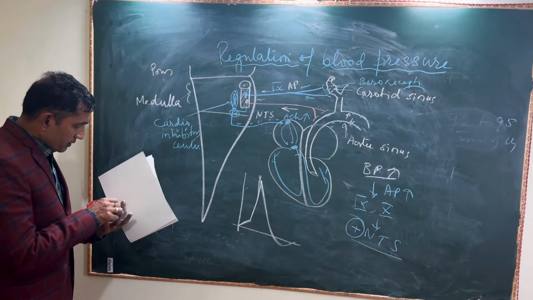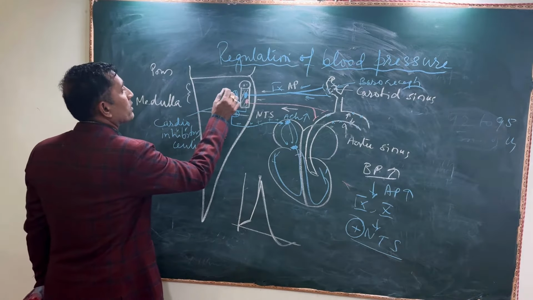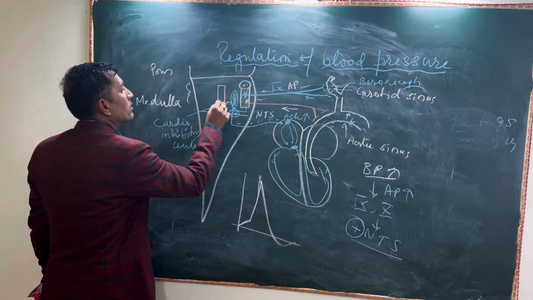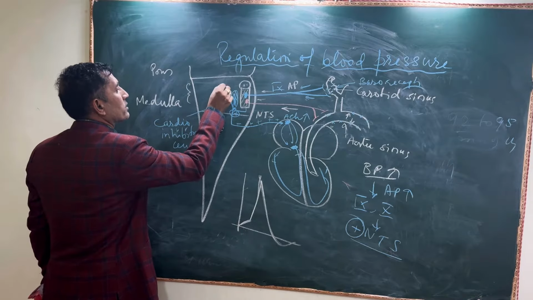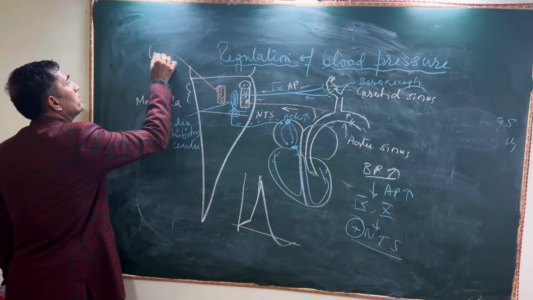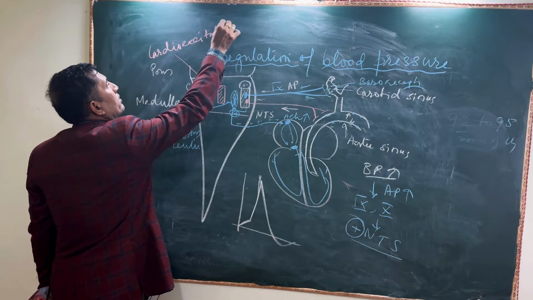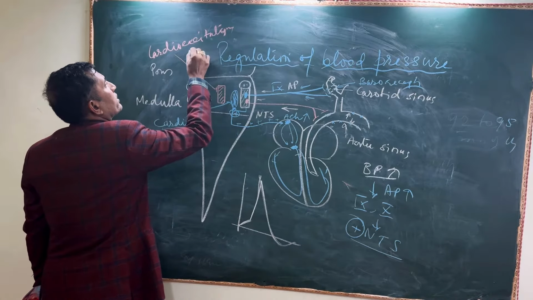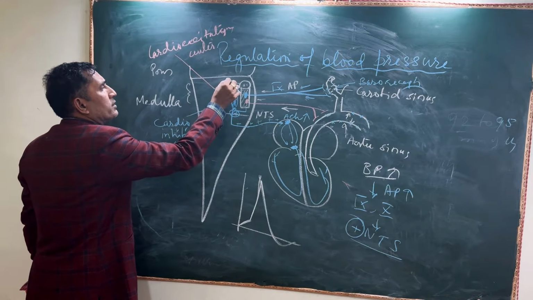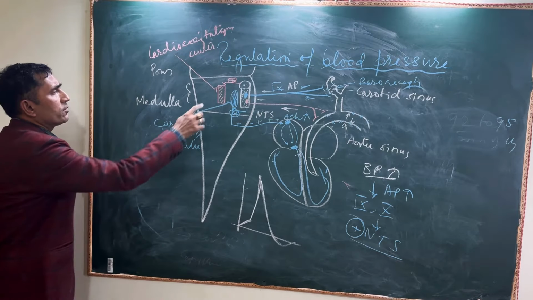Now there is another center we have, that is the cardio-stimulatory center or cardio-excitatory center. Now what will happen? There will be inhibition. This center will be inhibited, negative.